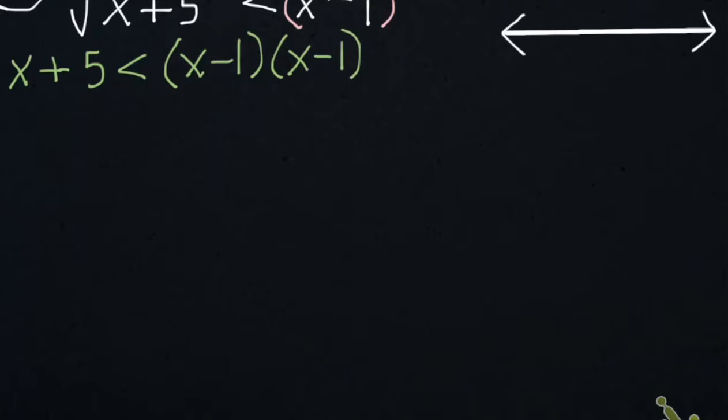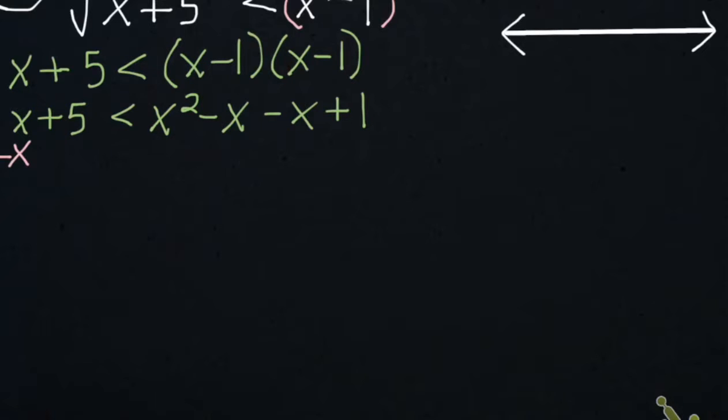Now, let's simplify. The x plus 5 comes down, less than x squared minus x plus 1. Now, it's a quadratic. We know that because the highest power is 2. That means it has to be equal to 0 in order to solve it. Is mine equal to 0? No. So I have to subtract the x from both sides and subtract the 5.